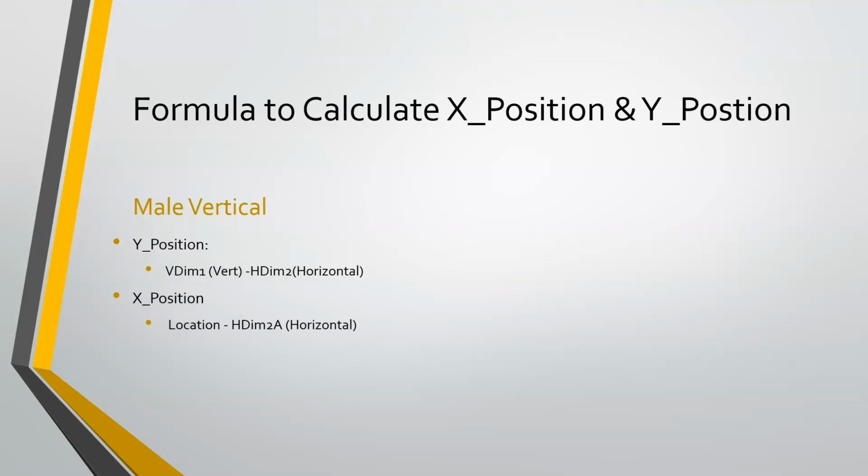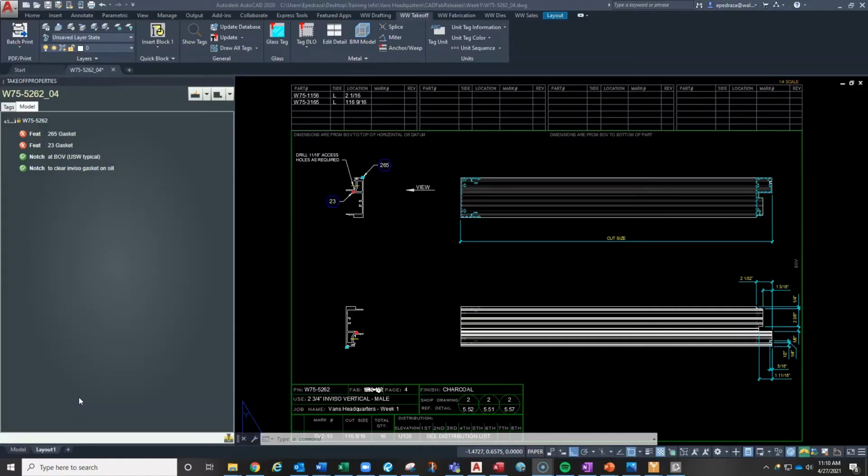So we'll move on to check the male vertical, and here we have a formula to help calculate the X position and Y position for the male vertical. And once again, if you'd like to follow along, please pause the video and jot the formula down so you can do the example alongside me. So we're going to go ahead and check the verticals now.